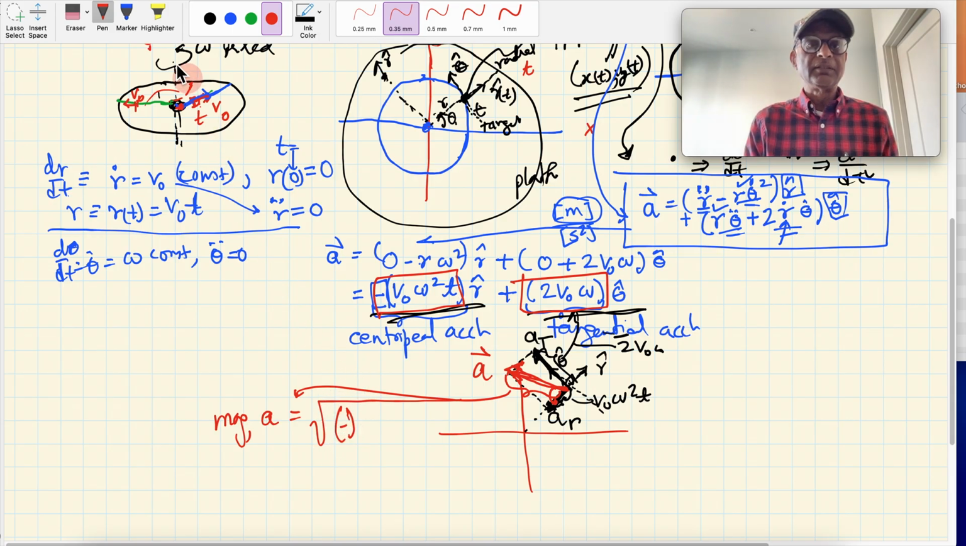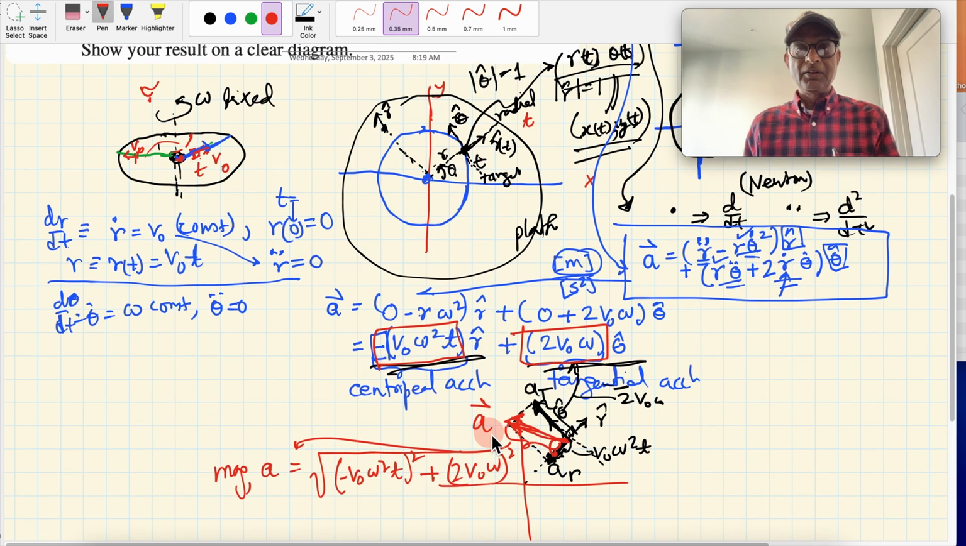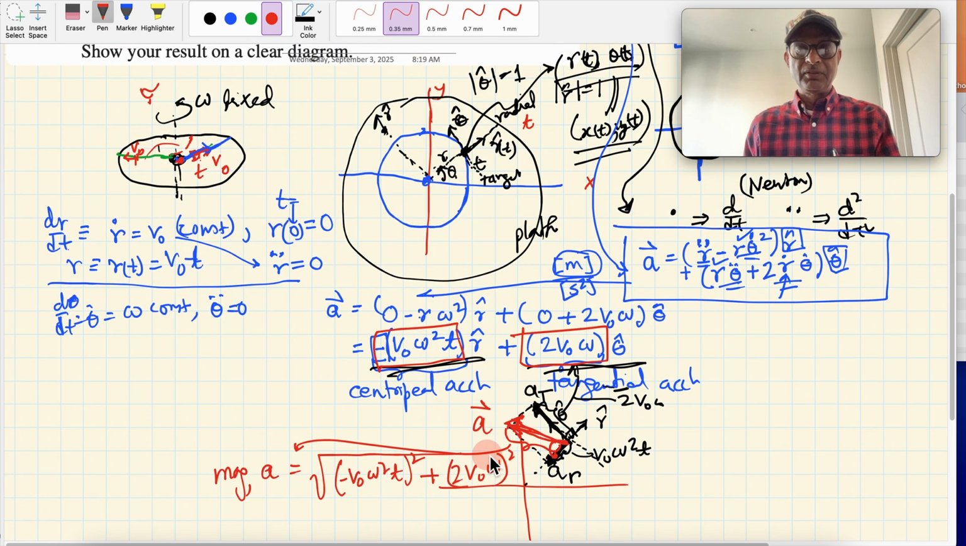Let's erase that. The square of this thing, v0 omega square t, squared, plus 2 v0 omega, squared. So that's the magnitude of the acceleration. Okay. All right. And we can say what the direction of the acceleration was.